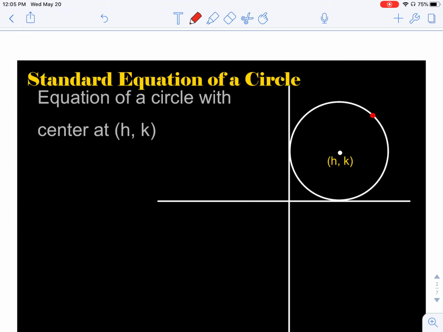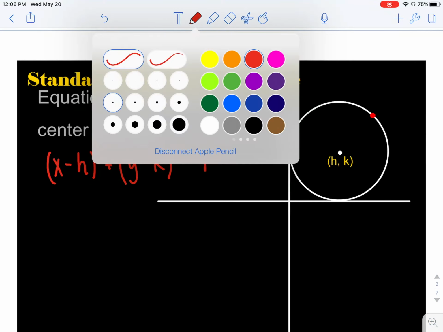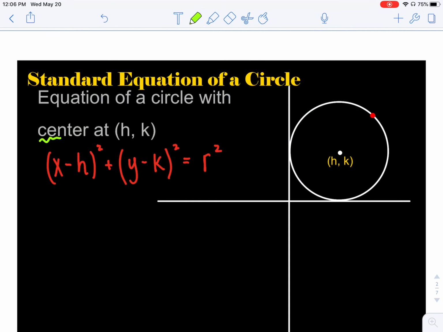And so this equation is going to be x minus h squared plus y minus k squared. It has to be in parentheses like that, and it still equals r squared. So really, this one is the equation.